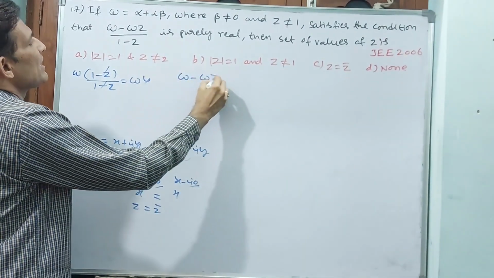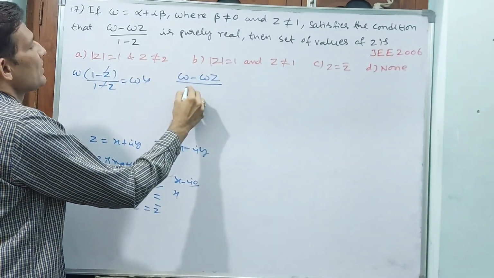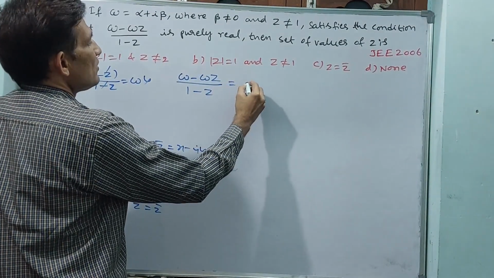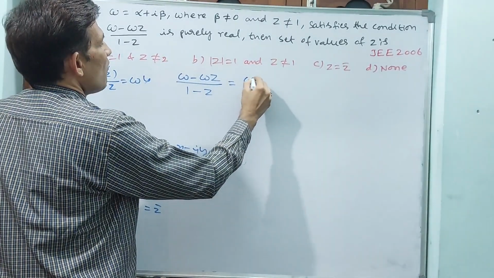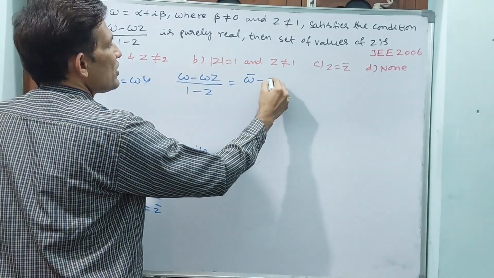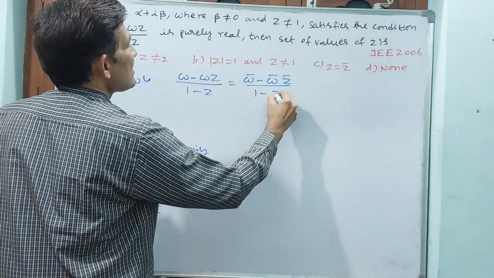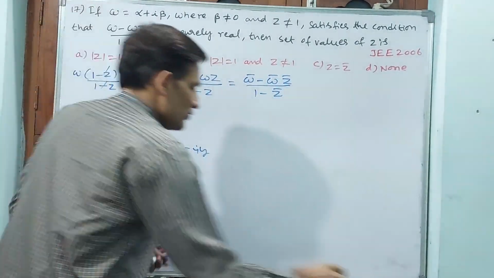Omega minus omega z by 1 minus z is equal to omega conjugate, z conjugate by 1 minus z conjugate. Is it okay? First you see.